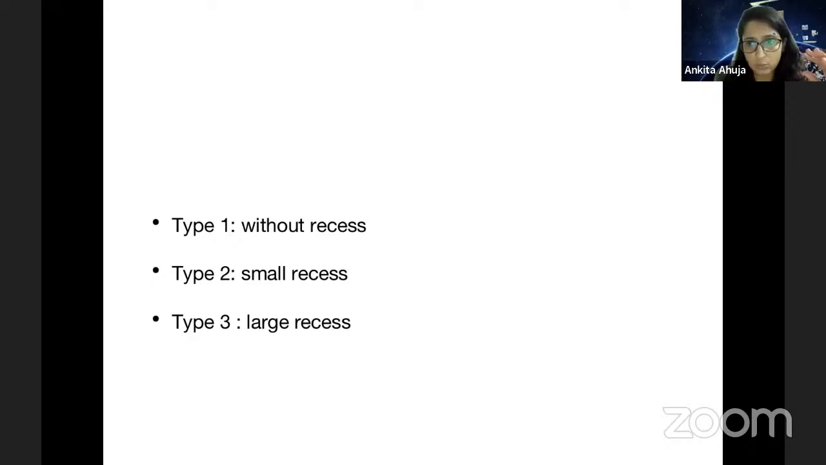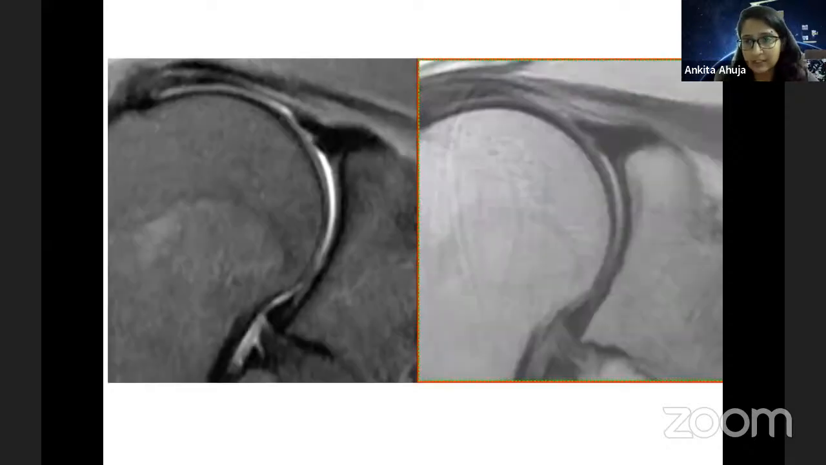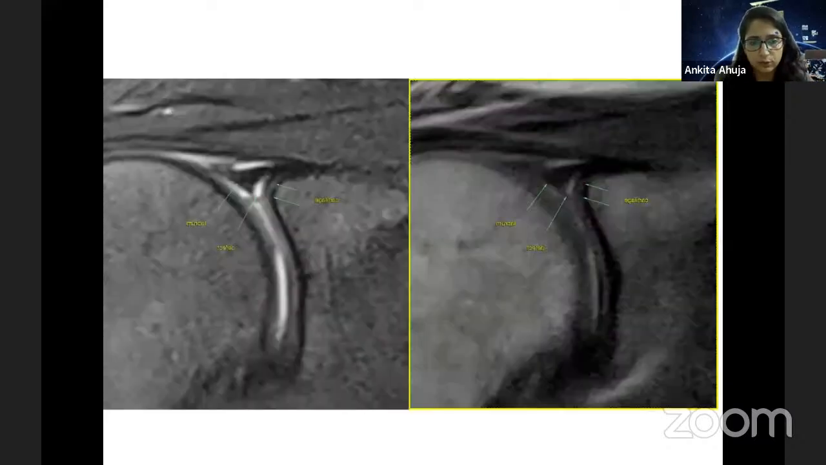Type 2 when there is a small recess, and type 3 when there is a large recess. I think there's no significance to knowing this, but still it's called type 1, 2, 3. So this is basically type 1, in which you do not have a recess, and this is how your normal biceps labral morphology complex should look.